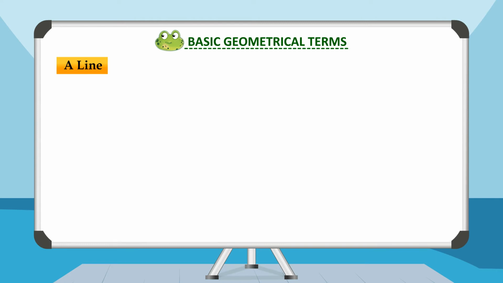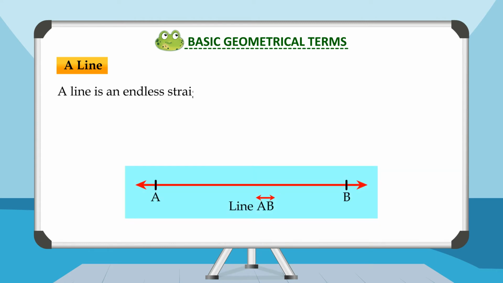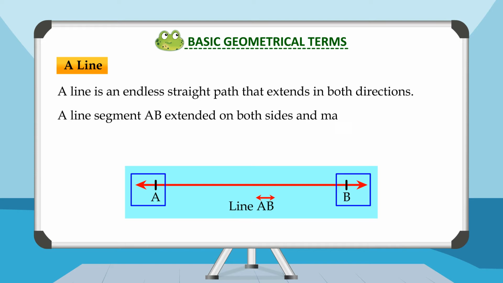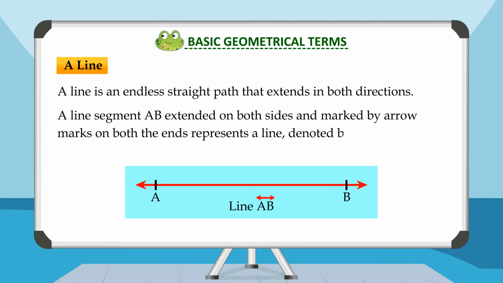A line. A line is an endless straight path that extends in both directions. A line segment AB, extended on both sides and marked by arrow marks on both the ends, represents a line, denoted by AB.